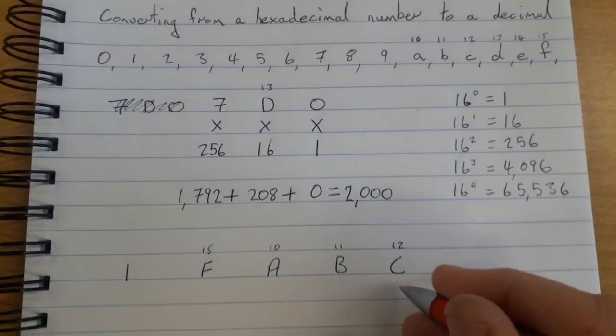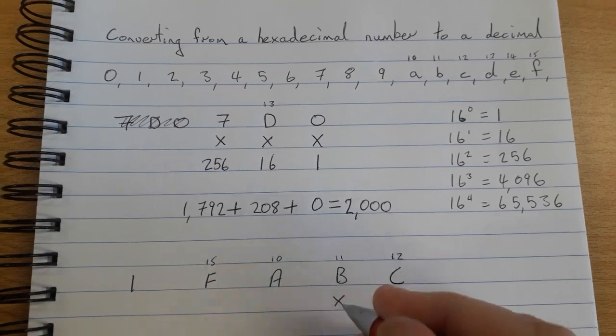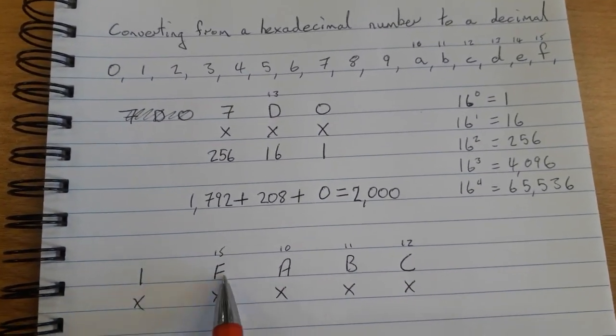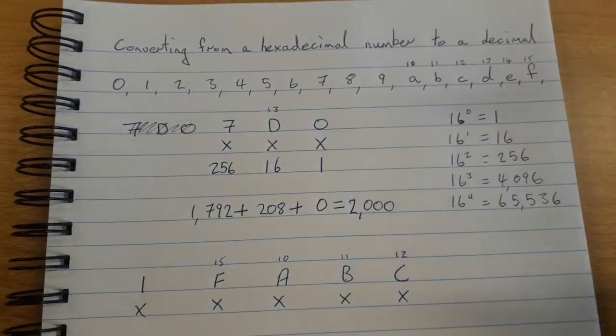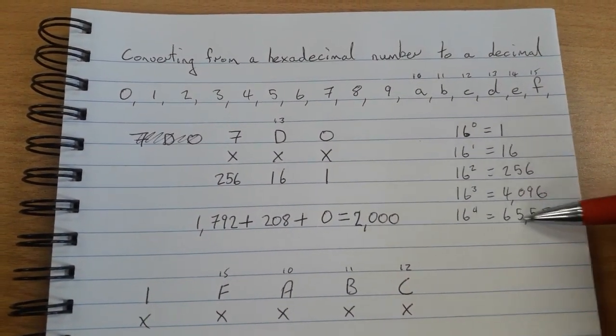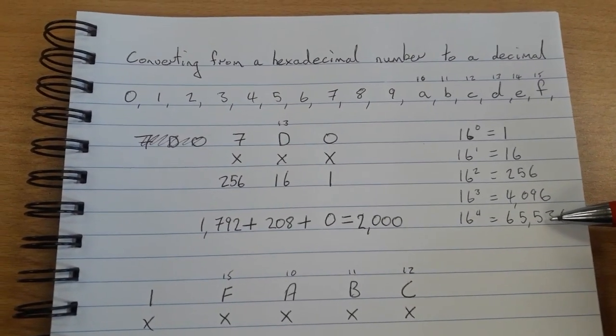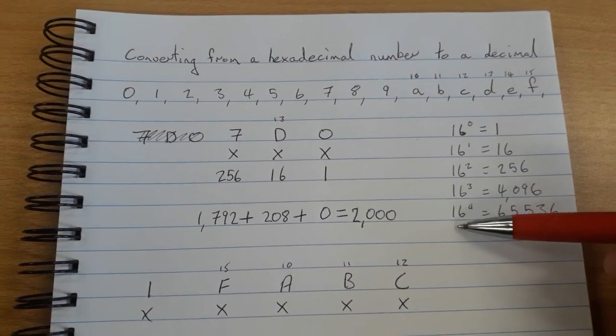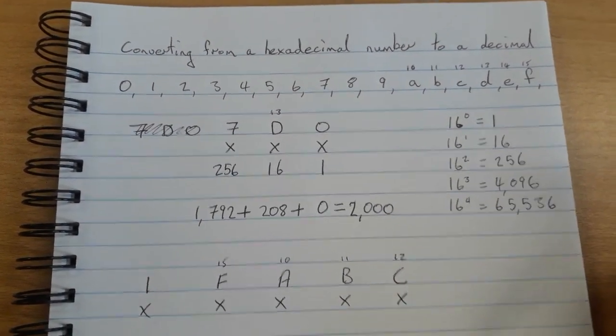Okay, we're going to be multiplying each of these by something. Because there are 1, 2, 3, 4, 5 digits here, we're going to have to go up as far as 16 to the power of 4 when we're doing our multiplication. If there were more digits in this number, we'd have to go as far as 16 to the power of 5, 6, whatever it happens to be.